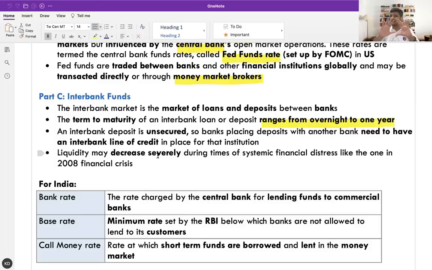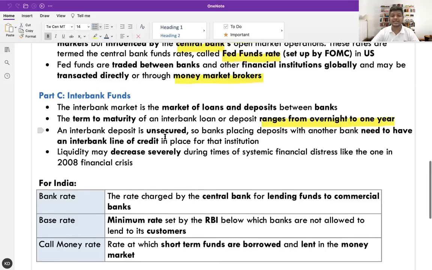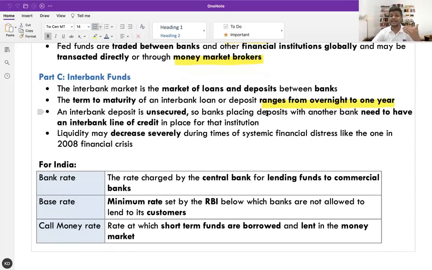Now, of course, this is an unsecured market. Borrowing between banks is unsecured, and the bank's credibility will be very important here. So an interbank deposit is unsecured. Banks placing a deposit with another bank need to have an interbank line of credit in place with the institution. So you need to have a formal relationship with the bank, in case you need short-term funds from them.